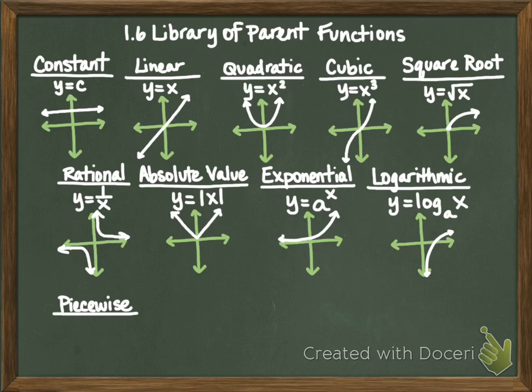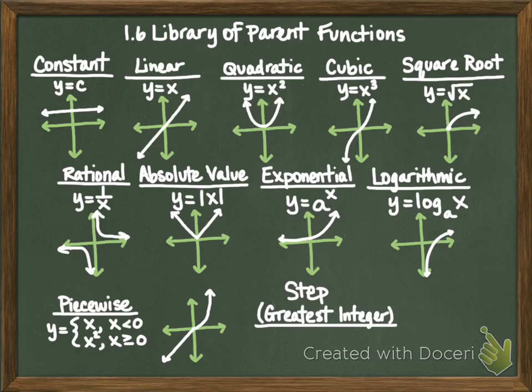Next is a piecewise function. A piecewise function consists of pieces of several different types of function. For this one I did x and x squared. It looks like the graph of y equals x when the x's are less than or equal to 0, and it looks like the graph of x squared when x is greater than or equal to 0.